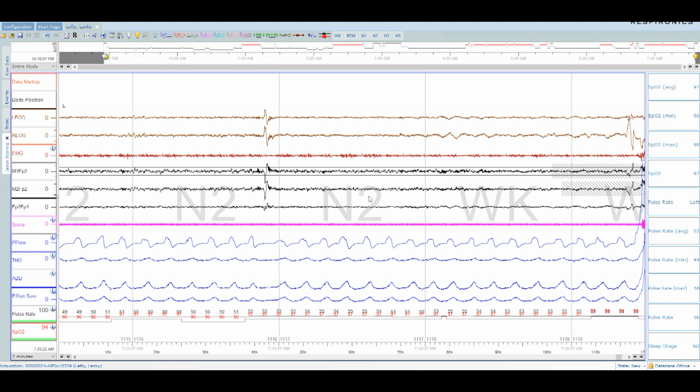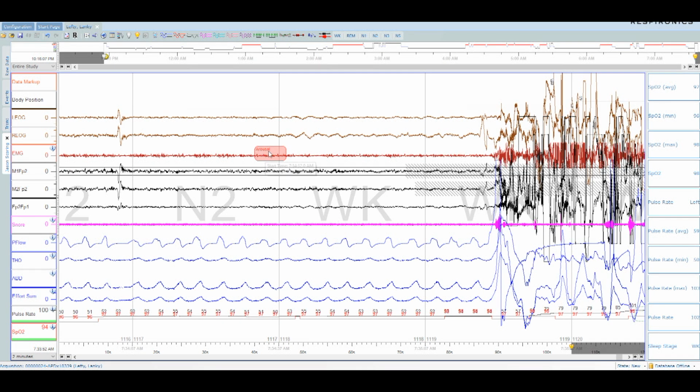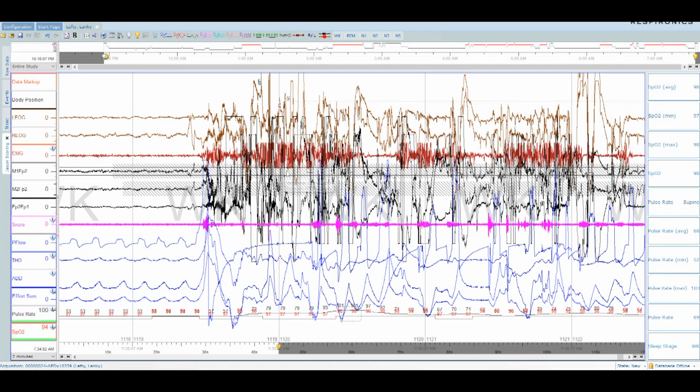Okay, kids, looks like we're at the end of the ride. We have an arousal there. By the way, all arousal, it doesn't mean it's bad. Some people, you just wake up sometimes. That's the end of it.